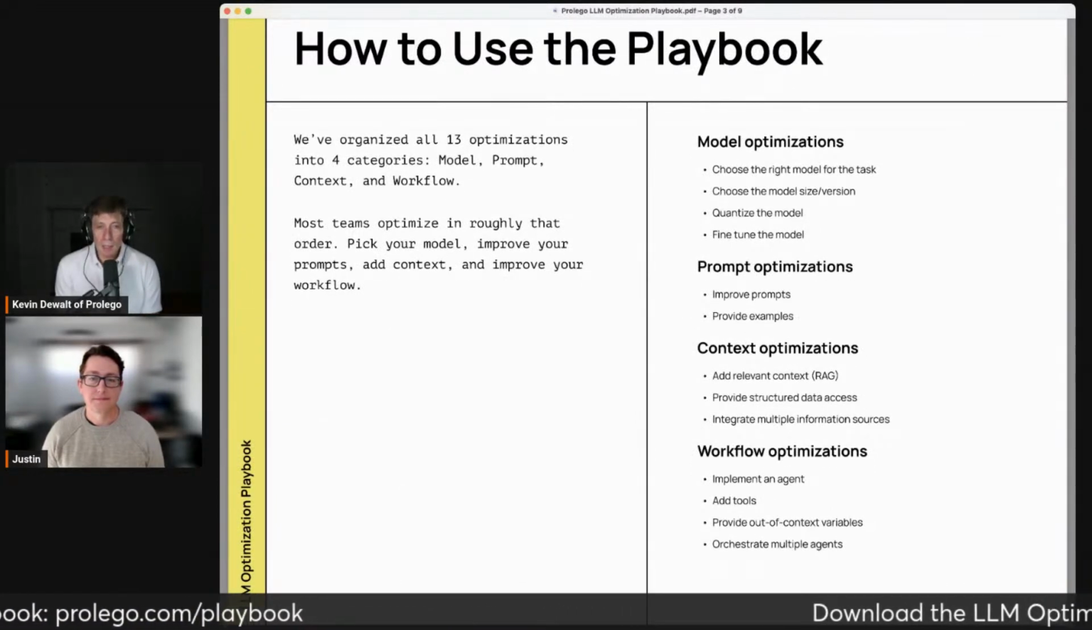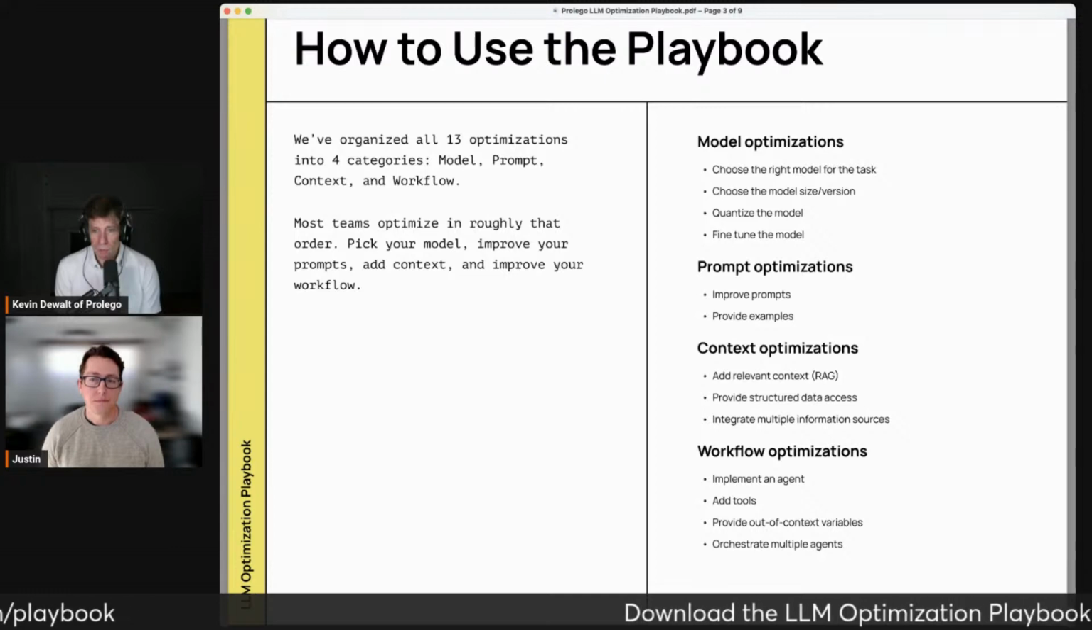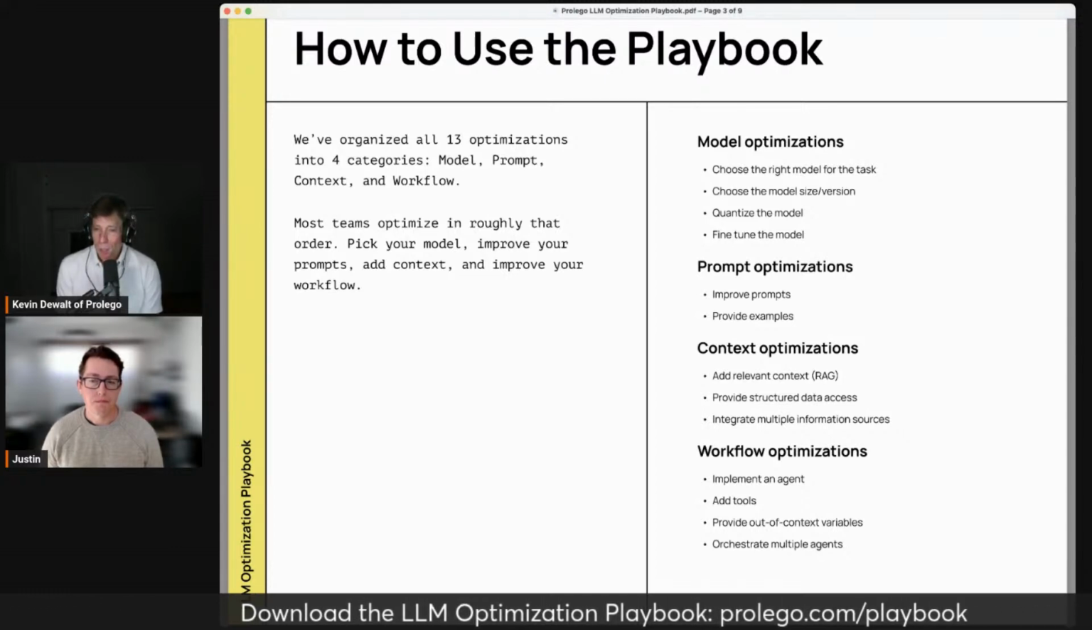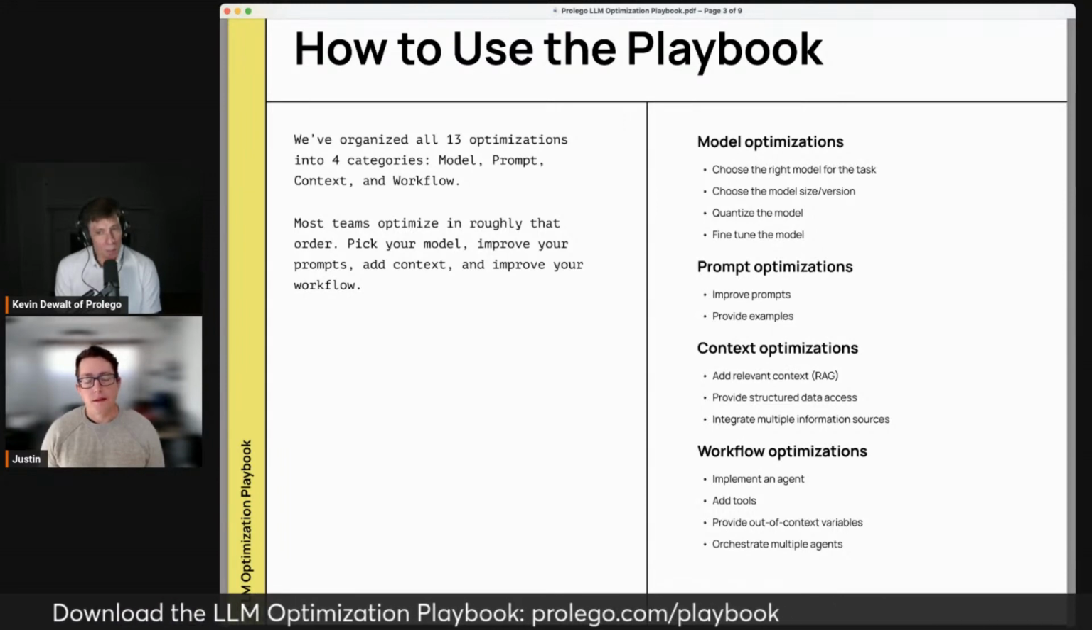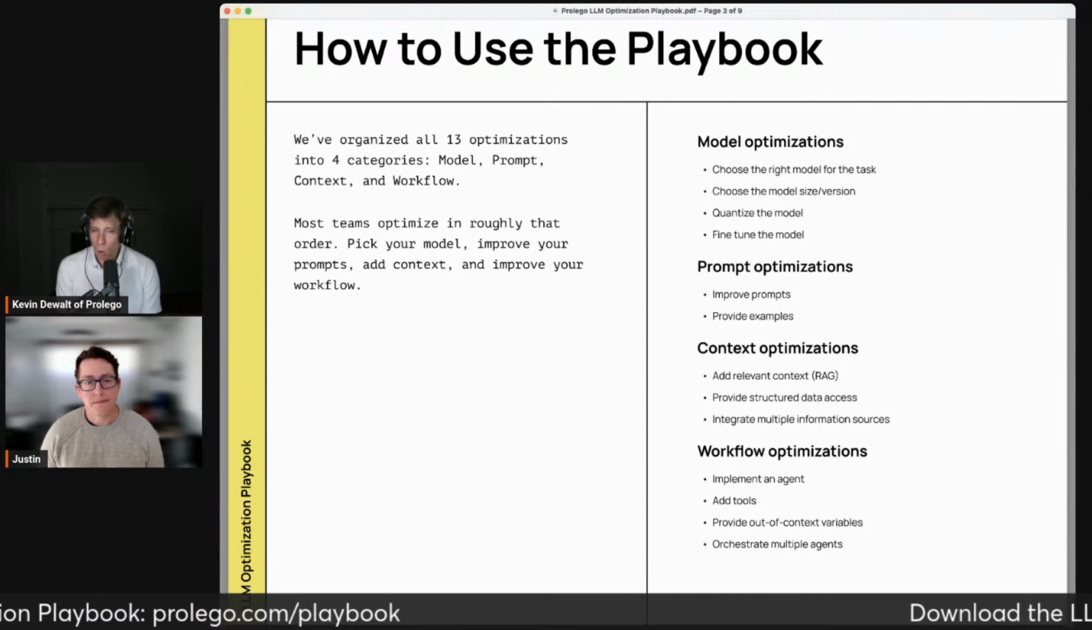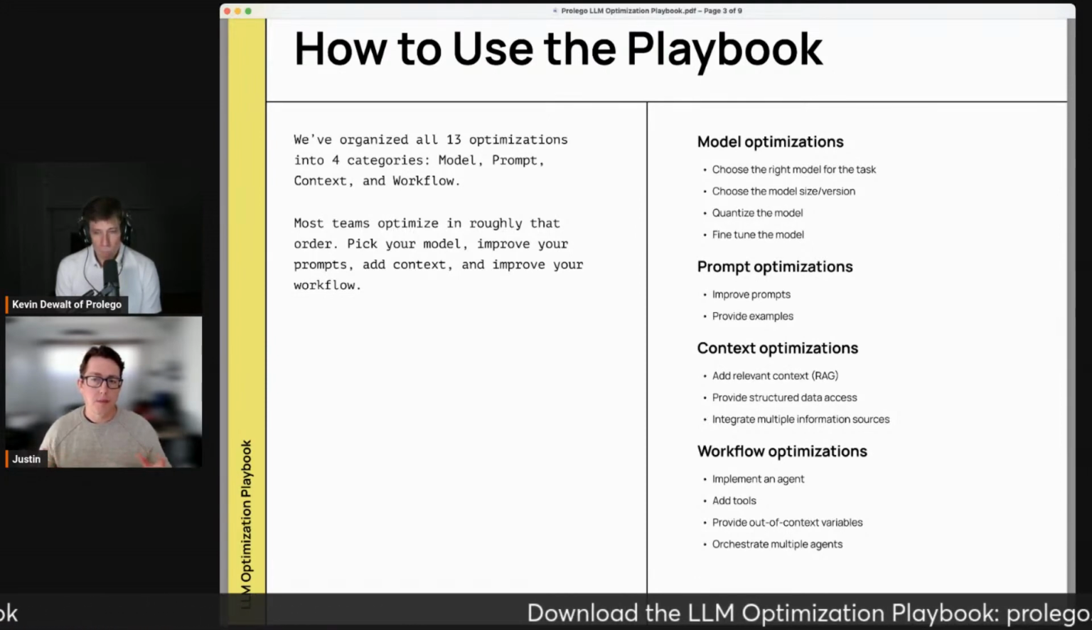All right, you break them down into 4 categories: model optimization, prompts, context, and workflows. Tell me at a higher level kind of what these different categories are and kind of why you organized it this way. Yeah, I think these are the big buckets or the big categories of optimizations that you can look at.